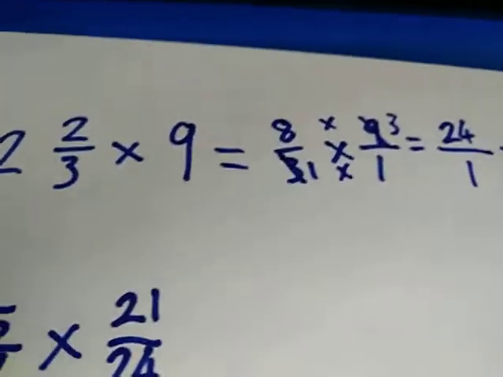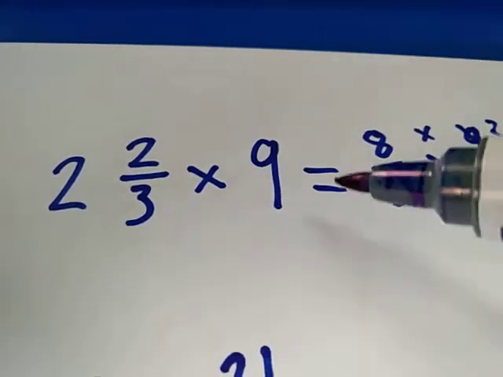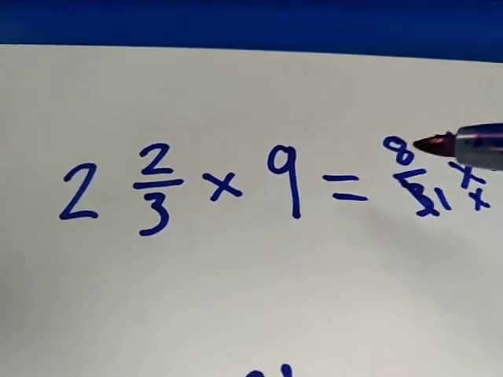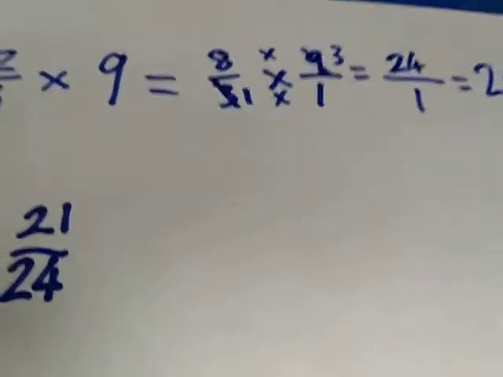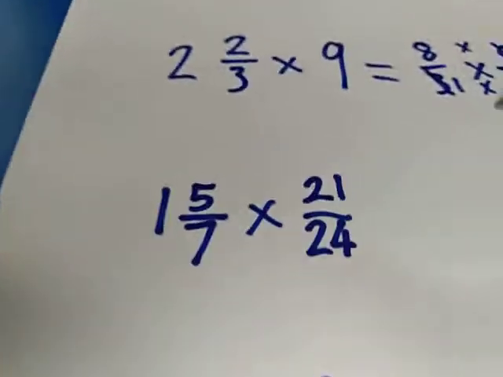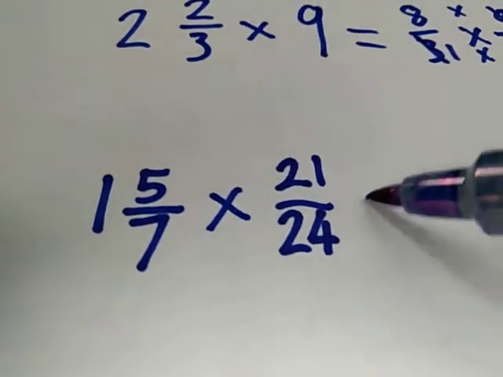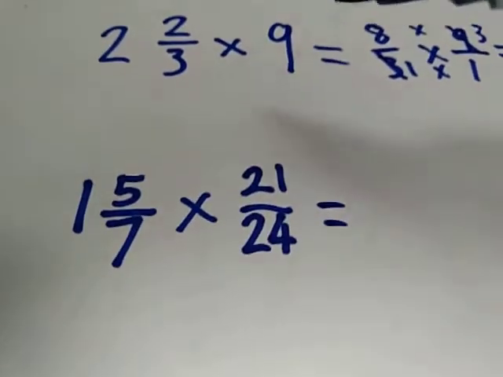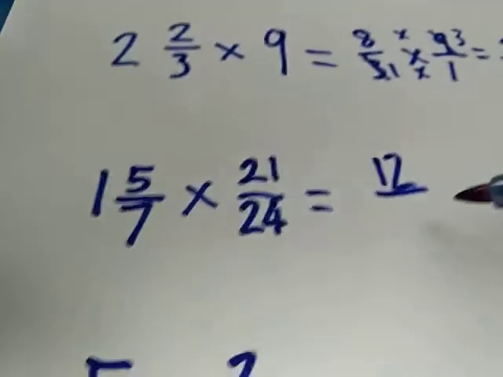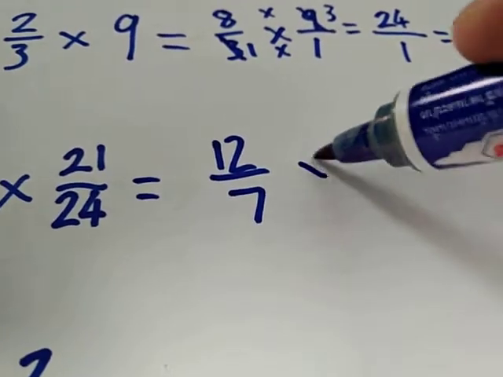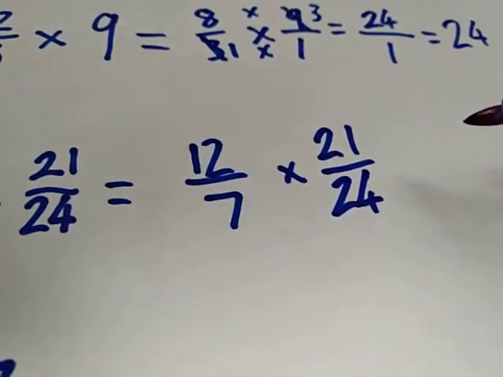What we're basically doing to 9 here is we're timesing it by 2 and adding 2/3 of 9. 2/3 of 9 is 6. So 18 plus 6 is 24. Easy peasy. Next, okay, this time again we've got one mixed number. So first let's turn that into a fraction. So 7 plus 5 that's 12 over 7 multiplied by 21 over 24.